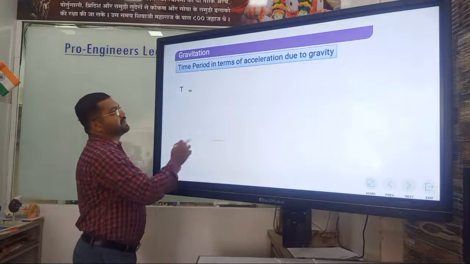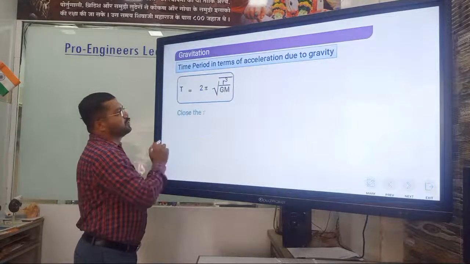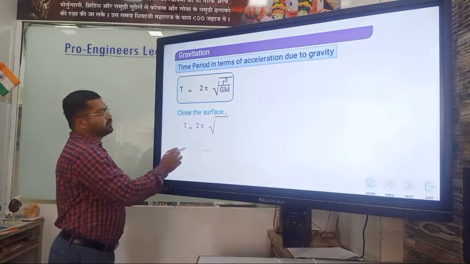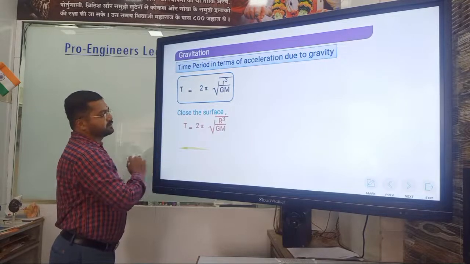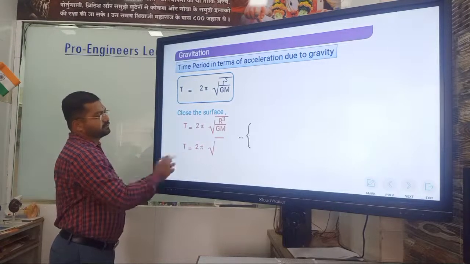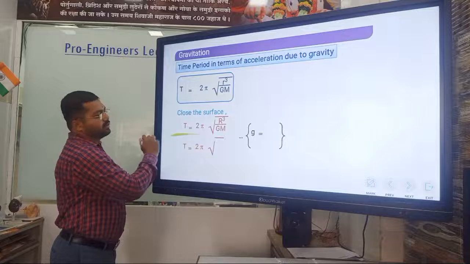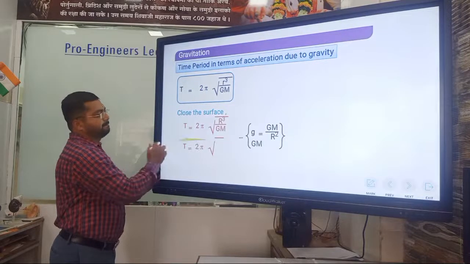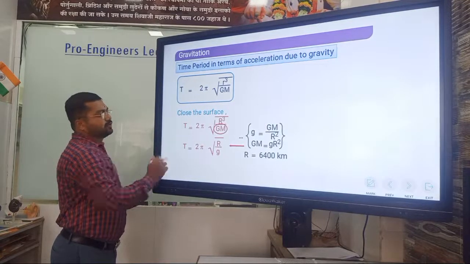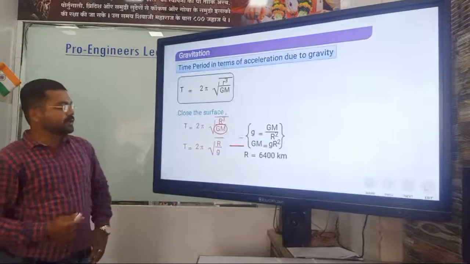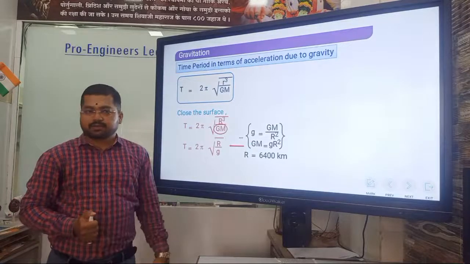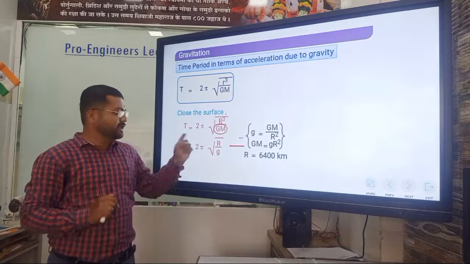Time period in terms of acceleration due to gravity. T is equal to 2 pi root r cube by GM. So if it is close to the surface, T is equal to 2 pi root r cube by GM. So everyone can note down this along with me. So here value of GM we have replaced with g r square. तो ऊपर एक r cube था तो उसमें से r square में से एक r square cancel. So remain is 1 r. Note down.